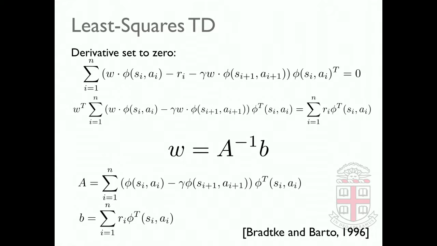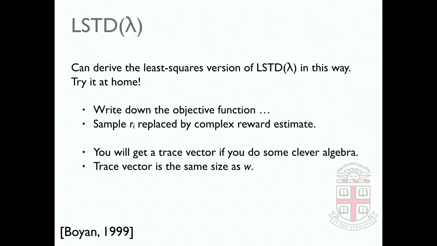And that works when you can invert that matrix, when that inversion is stable, which is often not the case. And when the matrix has sufficient rank and other technical things like that. You can do the same thing for TD lambda.